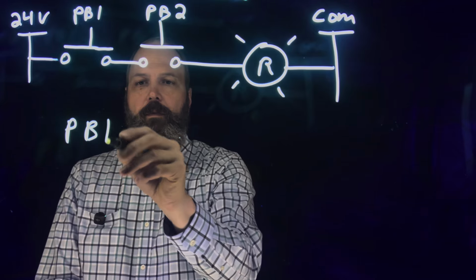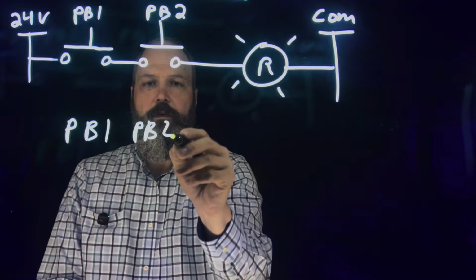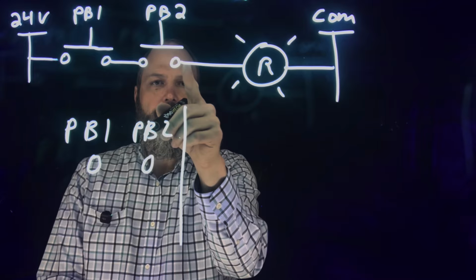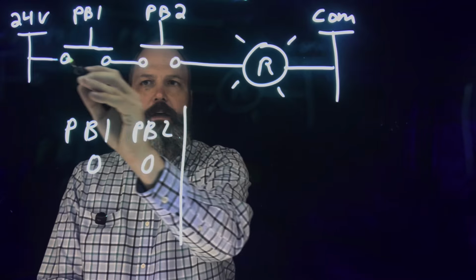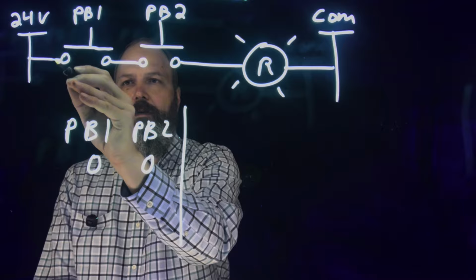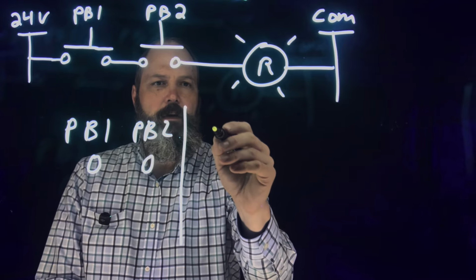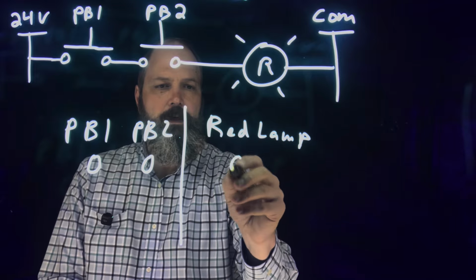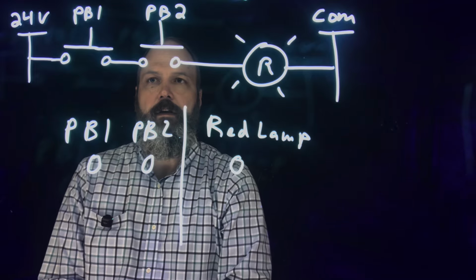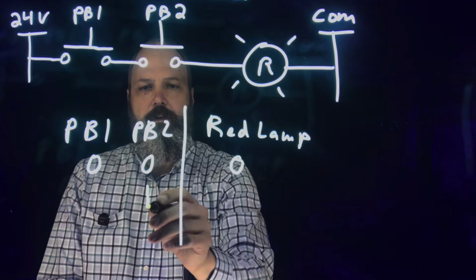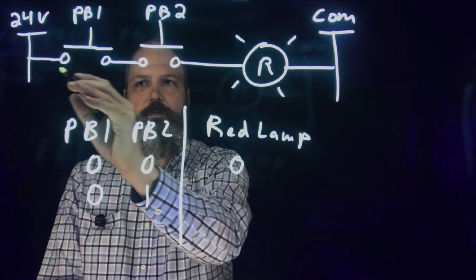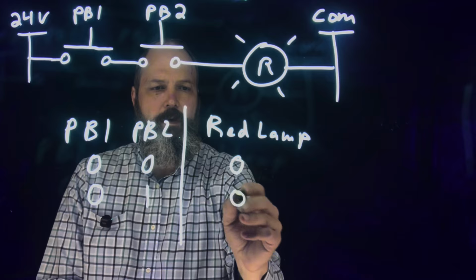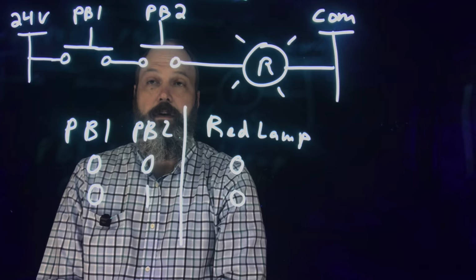You put PB1, PB2. First case, if neither is pressed, no energy can go through the circuit. You need to have a complete circuit, so the red lamp would be not energized. If we energize only the second push button, the energy cannot get through the first push button, it will not get to the lamp, and nothing will happen. So the lamp will not come on.